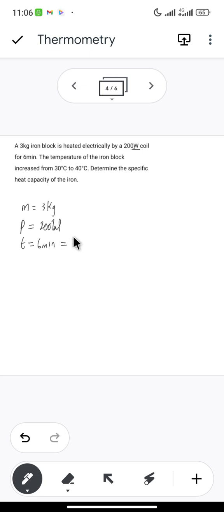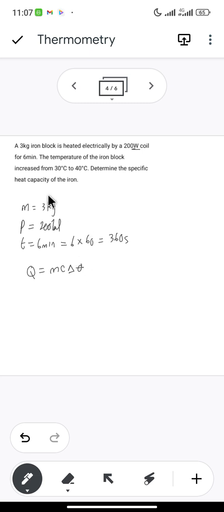So we have to convert this to seconds by multiplying by 60. So we have 360 seconds. And they say we should determine the specific heat capacity of the iron. So we know that Q is equal to MC change in theta, right?